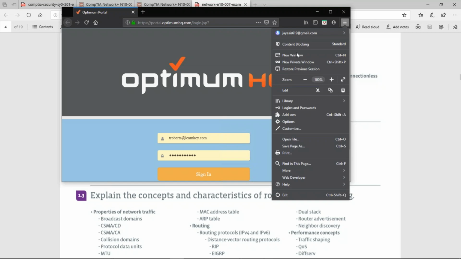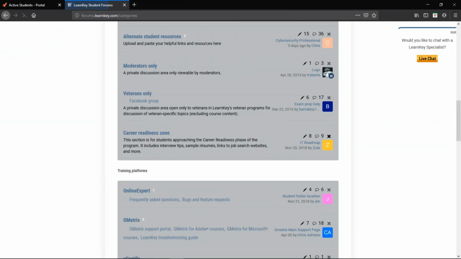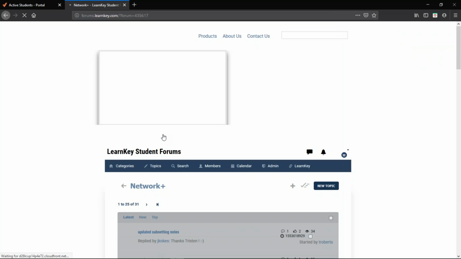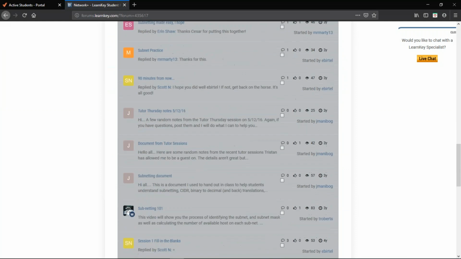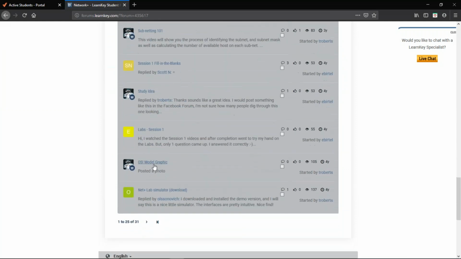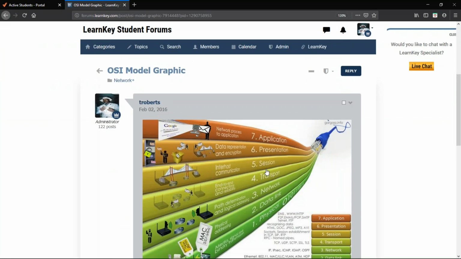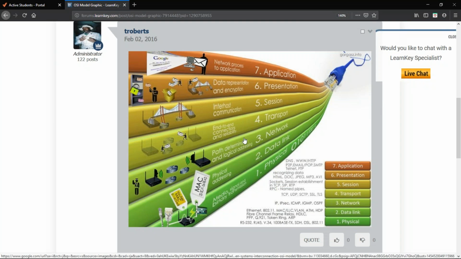Okay, so I'll give you a quick example of a diagram that I uploaded in our forum. I can't even remember how long ago it was, but it was a while ago. It speaks to that. It's going to be under the networking section, and I have to find the OSI graphic. Here we go, OSI model graphic. Okay, so this is an old photo. I don't even know if you can still see it on the website. But if you look at it here, you pretty much see the OSI model.